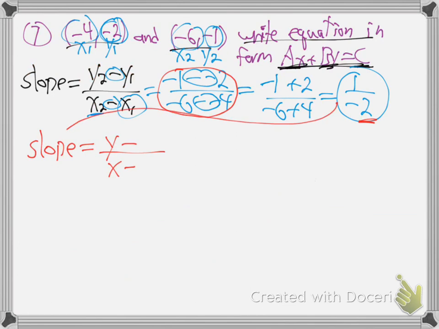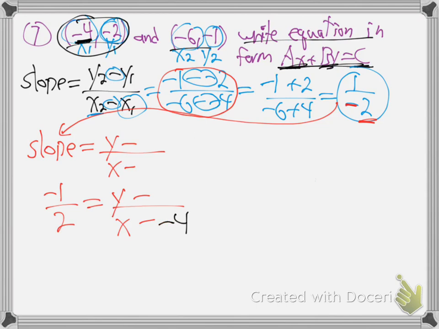You grab the slope and put it in right over here. I'm going to put that negative on the top. Here it was on the bottom. I'm just going to move it to the top. It doesn't really matter. And what goes behind y and x is going to be either these two or the other two. I'm just going to grab the first two. You can use either pair. So I'm going to grab that x value, negative 4, goes behind x. Grab that y value, negative 2, goes behind y.